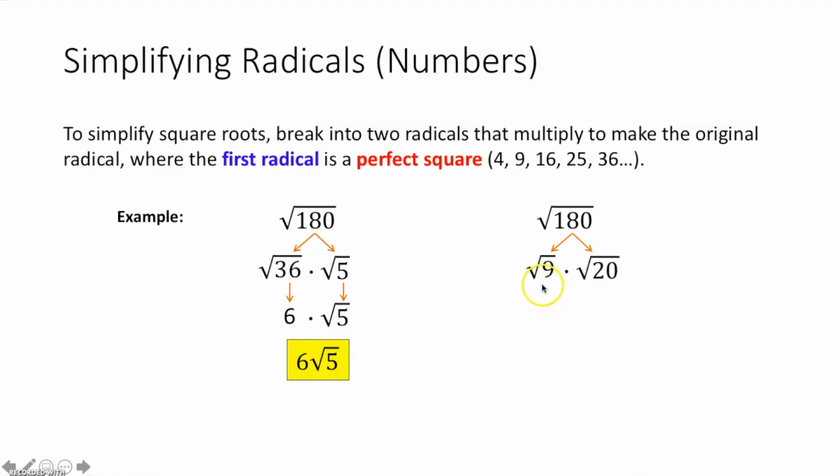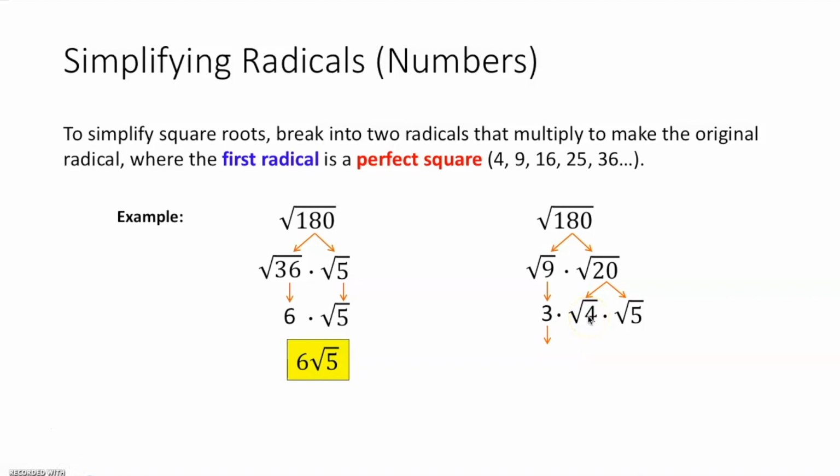Now I can simplify this. The square root of 9, the reason we picked 9, it's a perfect square, so when I square root it, it's 3. The square root of 20, can I break that down further? Is there a perfect square that goes into that? Yeah, 4 does. So the square root of 20 can be broken down into rad 4 times rad 5.